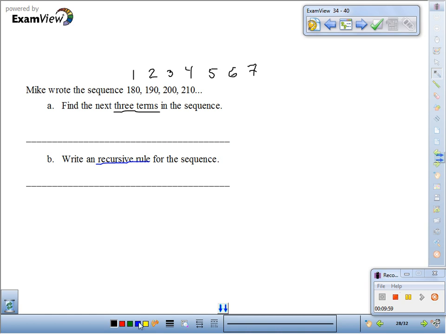Well, first let's find the pattern. Let's see. What happens from here to here, from here to here, from here to here? Tell your neighbor, please. Everyone? Add 10. So you're going to write at the bottom plus 10. And what do we call that? Our D equals 10, our difference. So, is this an arithmetic or a geometric sequence?